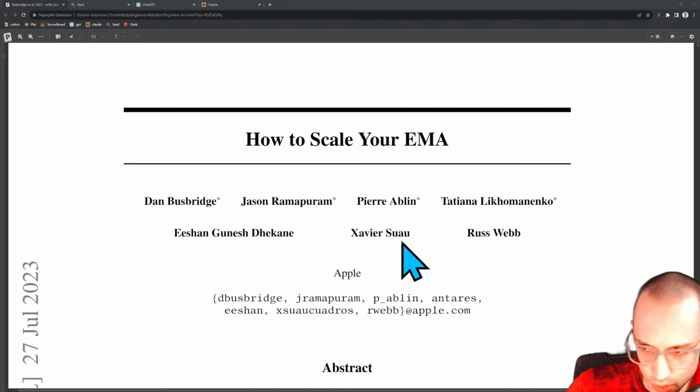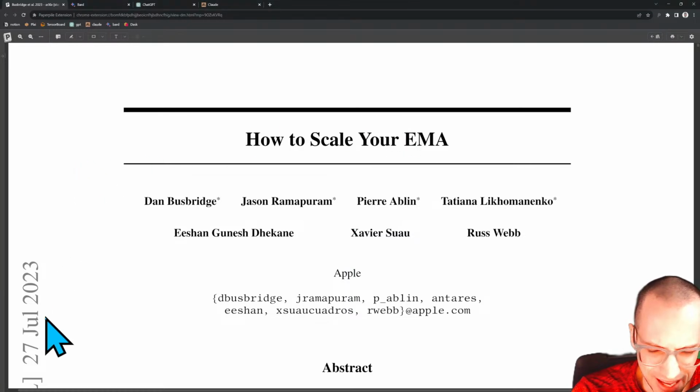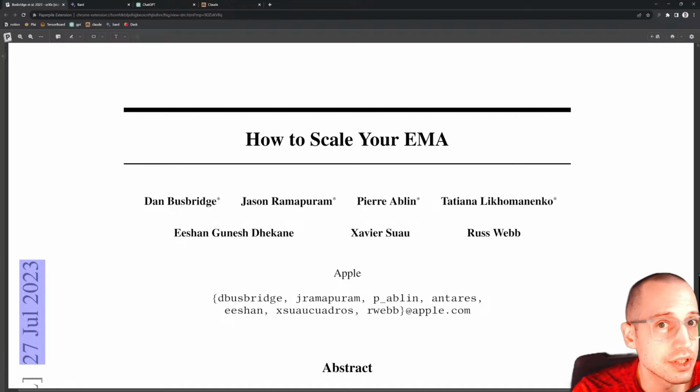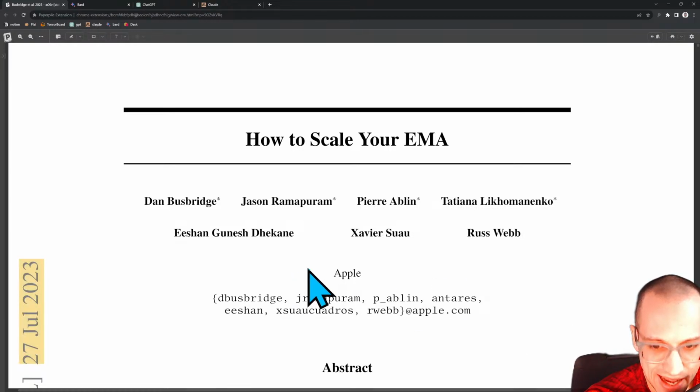All right, so welcome to another HooPost stream. Today we're going to be looking at a paper called How to Scale Your EMA. This is a paper from 27th July 2023, so it just came out relatively recently. This is a paper out of Apple.